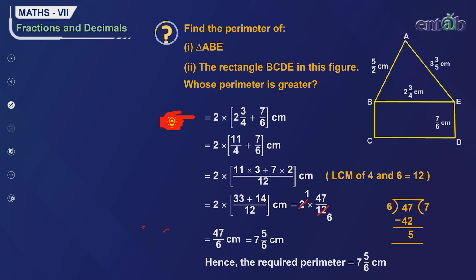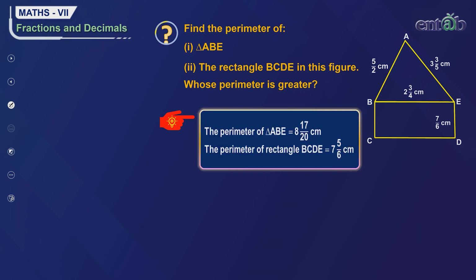Now, we have found out the perimeter of triangle, perimeter of rectangle. Now, we need to compare and find out whose perimeter is greater. So, the perimeter of triangle ABE was 8 17/20 centimeter, and the perimeter of rectangle BCDE was 7 5/6 centimeter. Let us try to compare them.